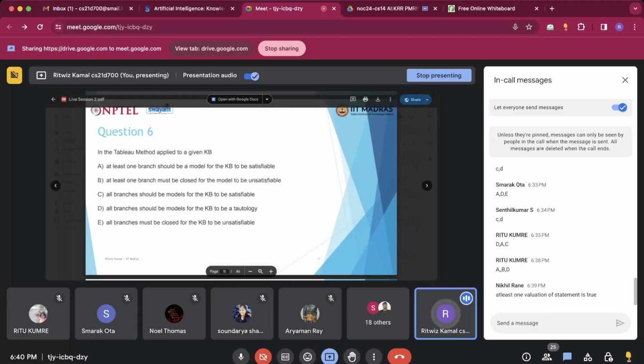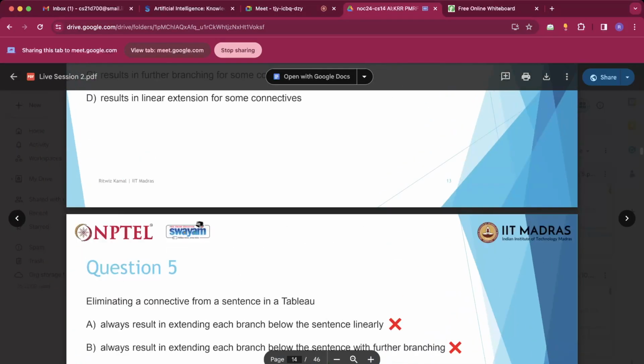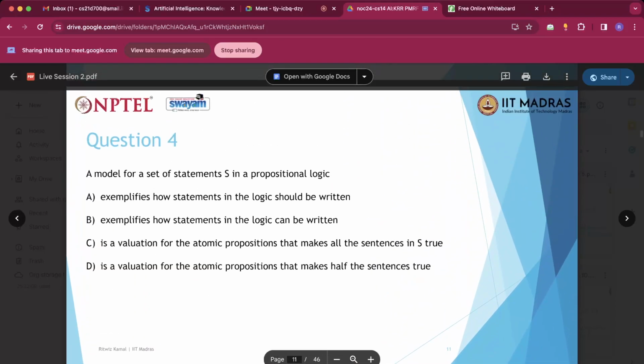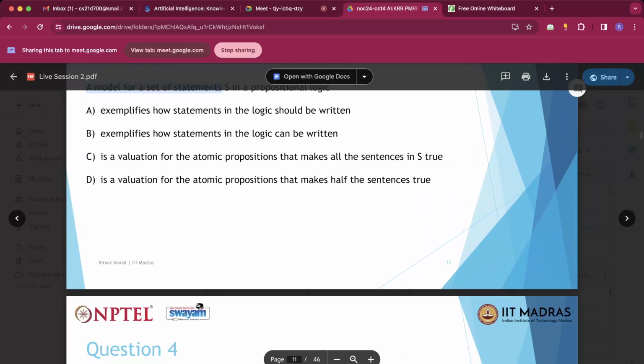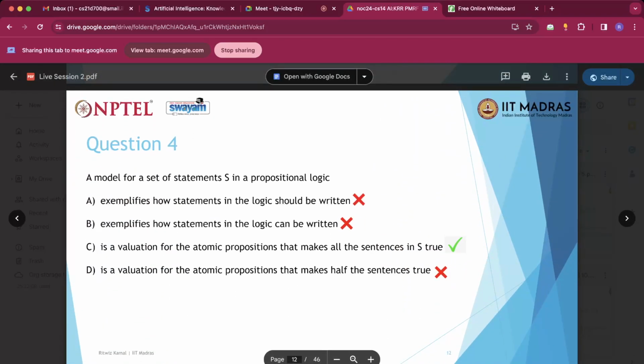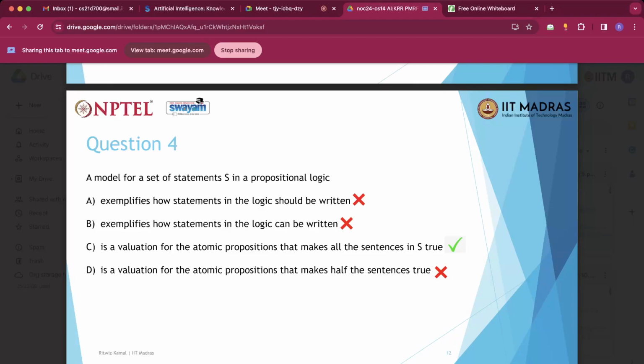So one of these branches that we are referring to over here, that Smarak mentioned, at least one of them would have to be a model. That will be a model when at least one of the valuations of the statement is true, right? As we also saw in one of the earlier questions, this one: a valuation for the atomic propositions that makes all the sentences in S true.